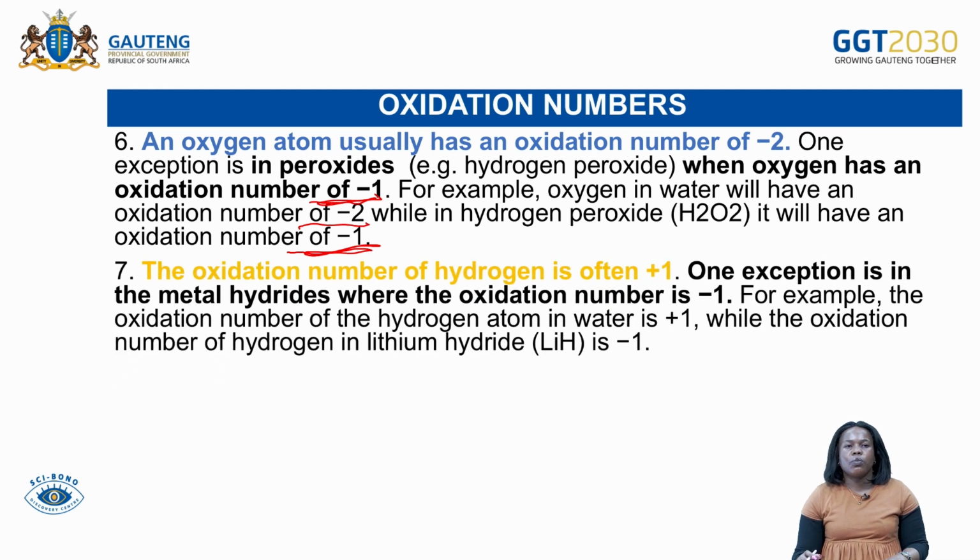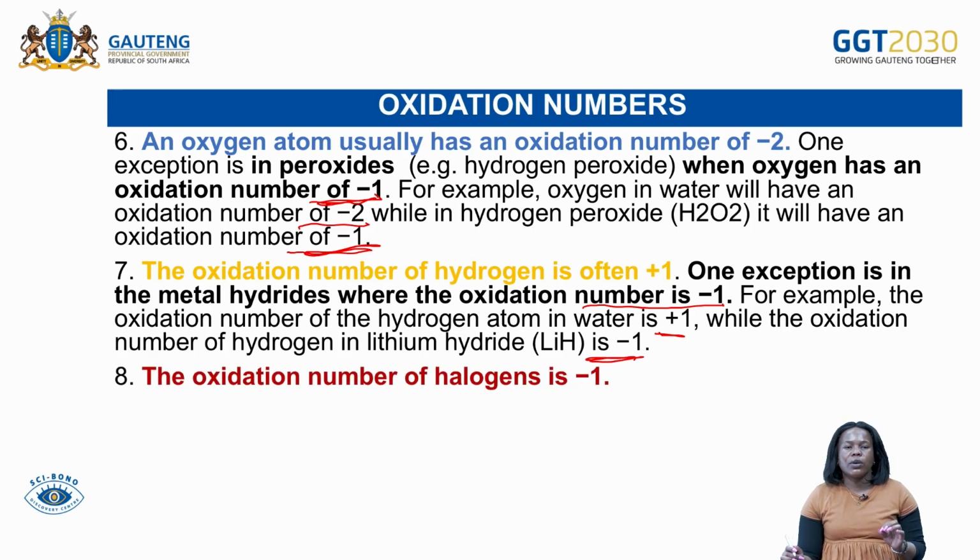In rule number 7, the oxidation number of hydrogen is often +1, also due to the fact that it is in group number 1, its position on the periodic table of elements. However, there could be exceptions when we talk about metal hydrides, where the oxidation number can differ from +1 to -1. We give an example there of lithium. When a hydrogen atom is in water, it is +1. However, if the hydrogen is in lithium hydride, then its oxidation number is -1.